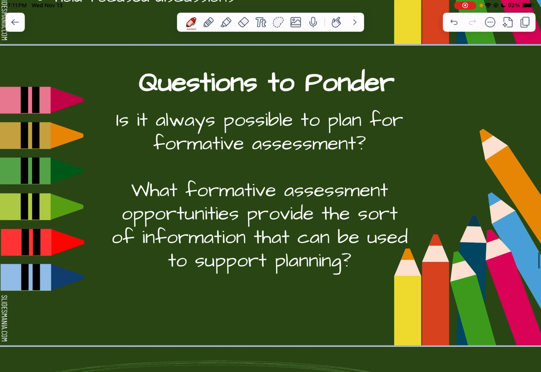So let's ponder another question. Is it always possible to plan for formative assessments? What formative assessment opportunities provide the sort of information that can be used to support planning? So take a few moments when prompted and answer that question.